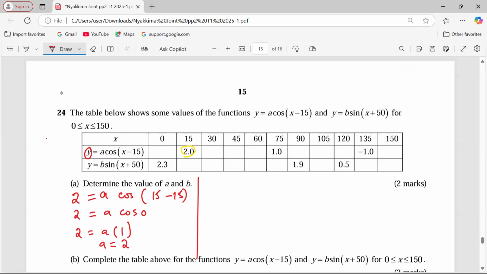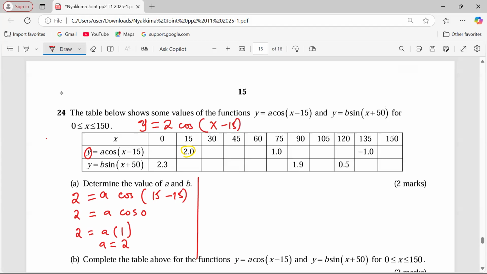And that should lead us into concluding that the first function is supposed to be y equals 2 cosine of x minus 15. That is the first function.